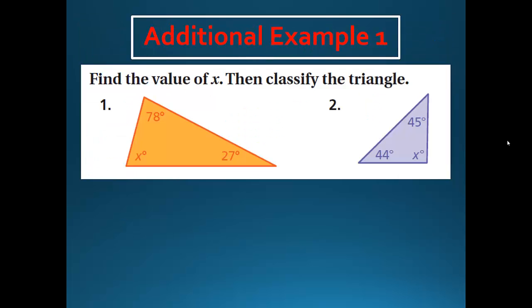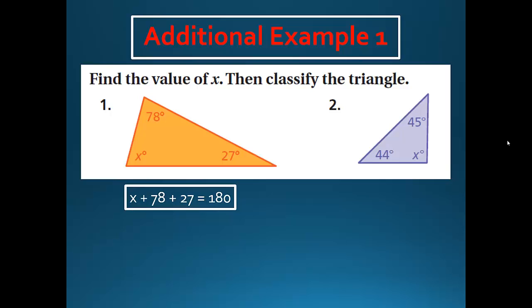Now we have an additional example. You can pause the video and try it on your own, or you may follow along. Find the value of x, then classify the triangle. For number 1, we need to add the 3 angle measures and set that equal to 180. So we're going to have x plus 78 plus 27 equals 180.